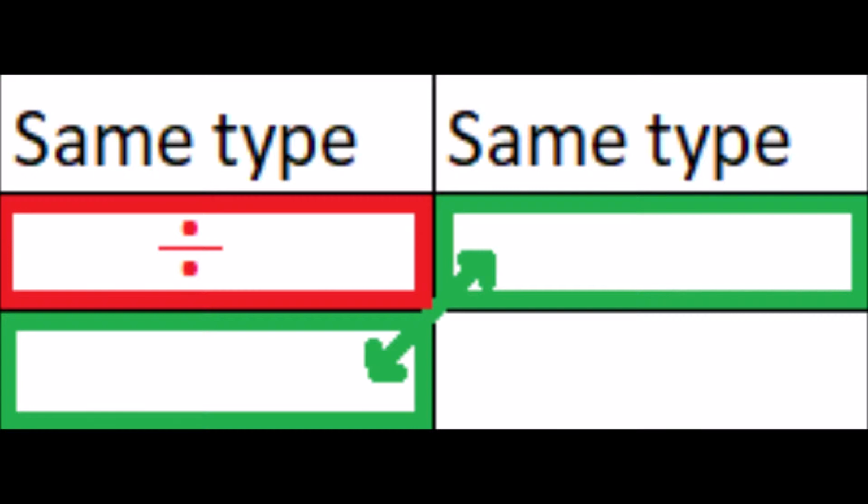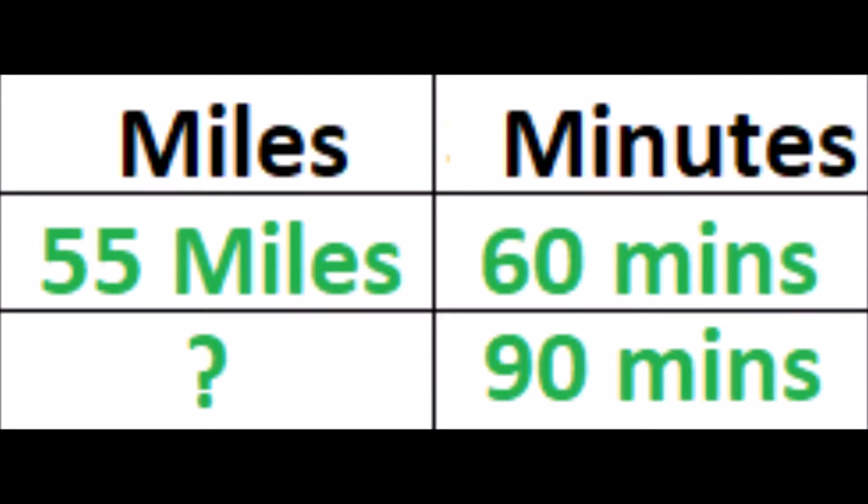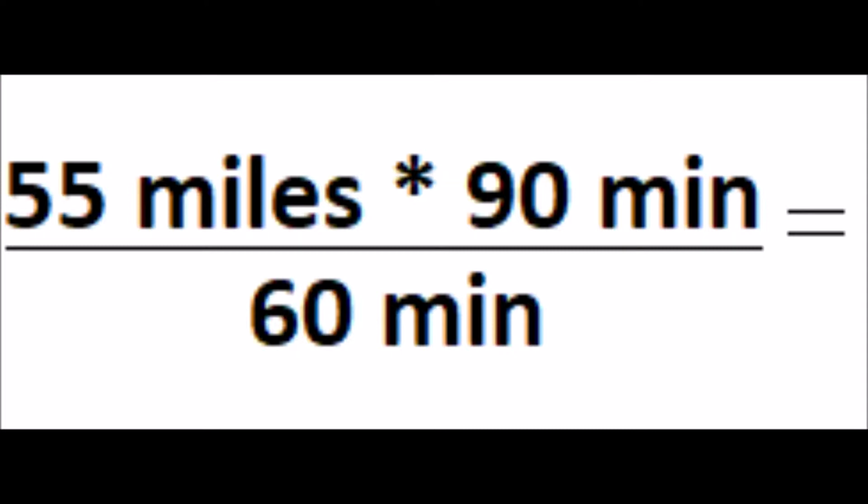Let's see an example. Let's say your car travels at 55 miles per hour, which is also 60 minutes, and you want to know what distance you will have traveled in 90 minutes. Well, we will multiply and cross and divide by the remaining value, in this case 55 miles times 90 minutes divided by 60 minutes. Since we have minutes in the numerator and in the denominator, we can cross them out and we are left with just the 55 miles times 90 divided by 60, which is 82.5 miles.